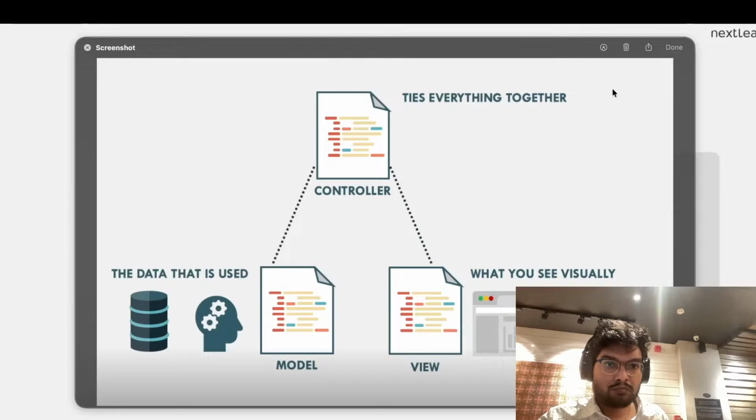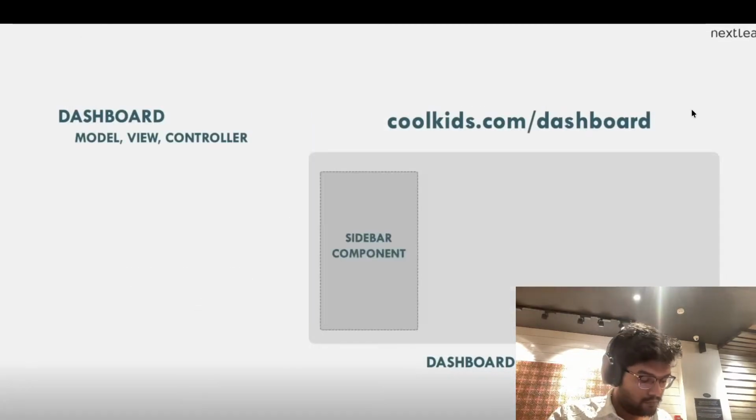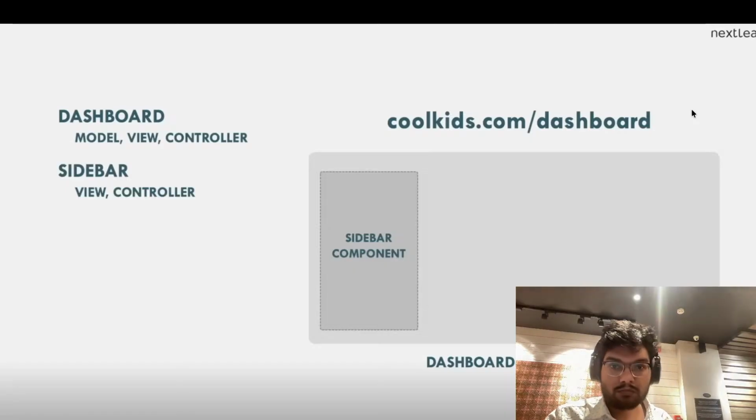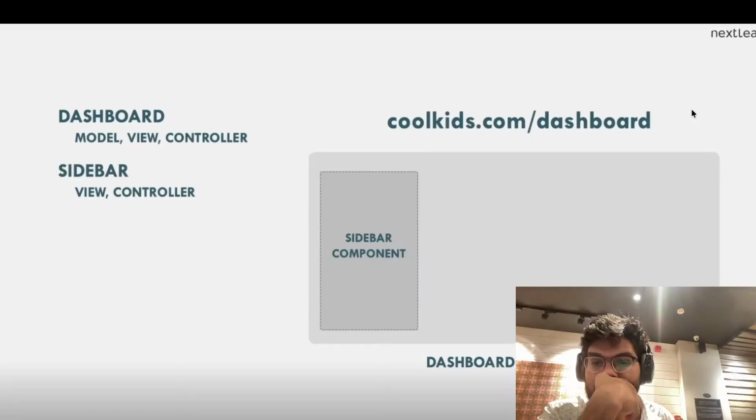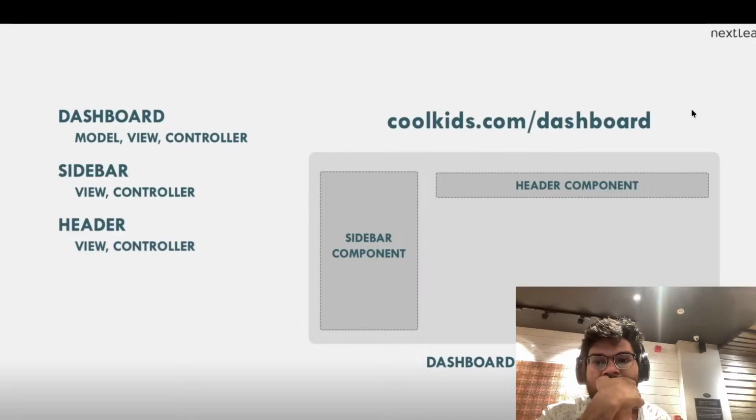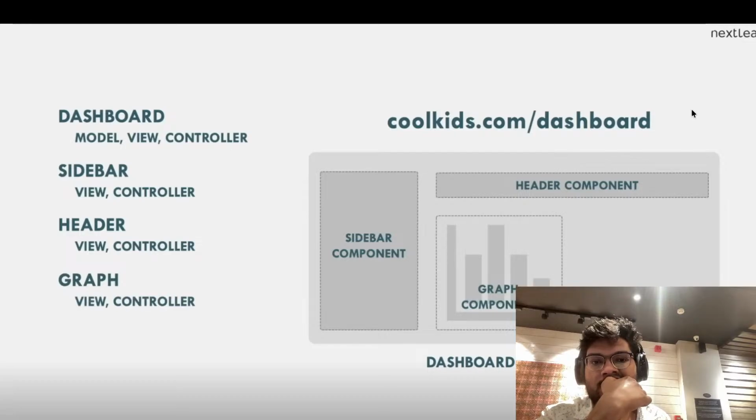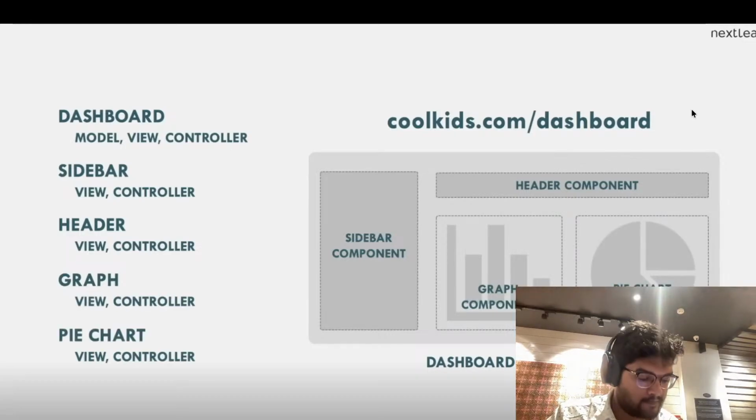So our dashboard component would contain code for a model, view, and controller. Our sidebar component contains code for a view and a controller, but not a model. The reason why is because the sidebar does not contain any business logic, and adding a model may not be necessary. The header component contains code for a view and a controller. The graph component also contains code for just a view and controller. And the pipeline component will also contain code for just a view and controller.